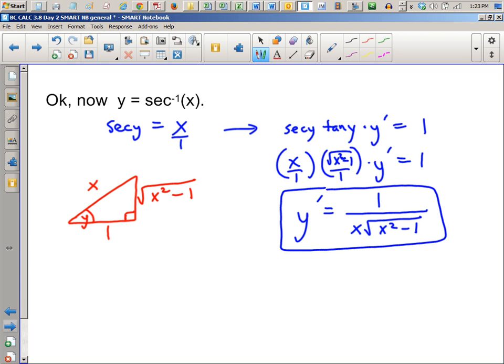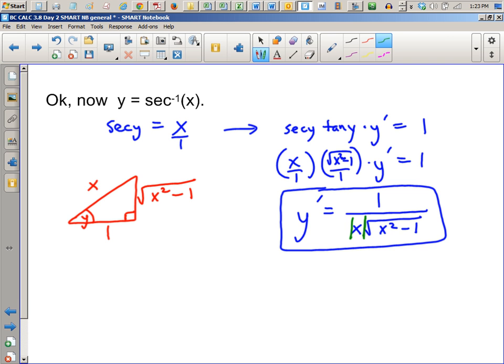Okay, and I don't have time to explain this right now, but there are some domain concerns with the inverse secant graph. The inverse secant graph has kind of a strange domain. There are some asymptotes and things, and it's a little confusing. So just know that this derivative technically is supposed to have an absolute value right here on the bottom. I put it in green. You're supposed to know that.